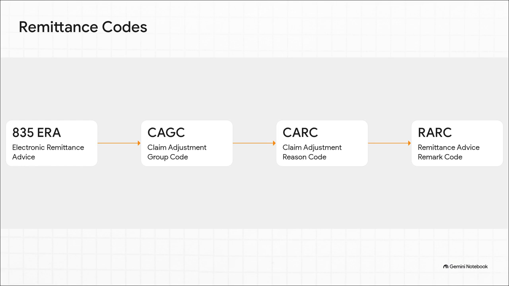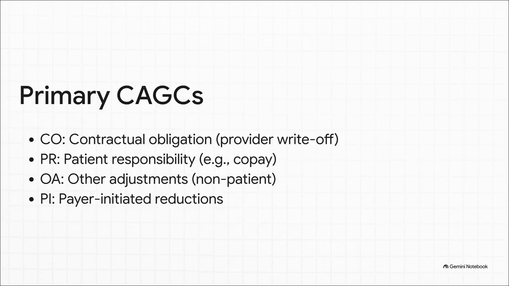First, it hands us a group code, then a reason code, and often an additional remark code to give us that extra bit of context. So before we can even think about arguing a denial, we have to look at the Claim Adjustment Group Code, or CAGC. This establishes exactly who is financially on the hook. CO stands for contractual obligation. This is a provider write-off, meaning you absolutely cannot bill a patient for this balance. Then there's PR, patient responsibility. That's going to be your copays, coinsurance, and deductibles.